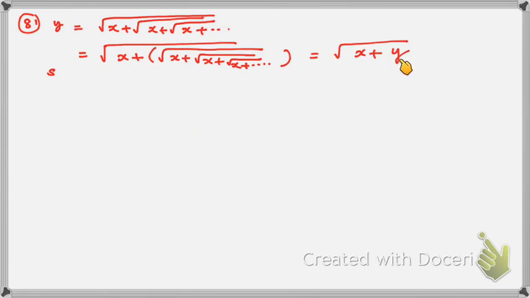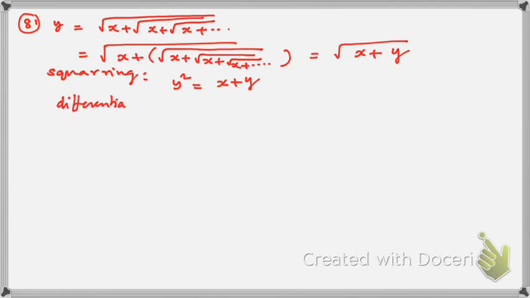Now that makes it easier for us to solve this question. Now the question looks so much easier. y is equal to root of x plus y. So I say squaring both sides. So y became y square. Right hand side square root will go away. So we get y square is equal to x plus y.